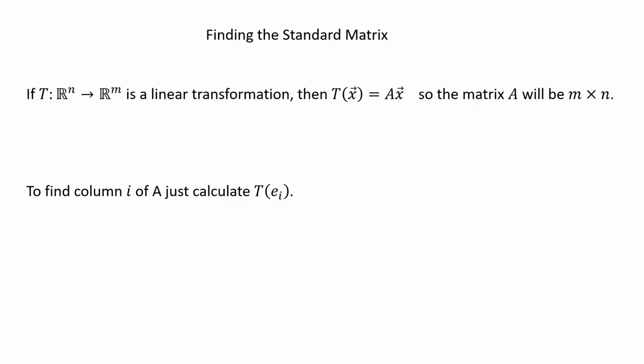Let's think about what kind of matrix this standard matrix A should be. First off, we're going to start by looking at the domain. So if we have a linear transformation that sends vectors in Rn to vectors in Rm, our domain is Rn, so that means that our vector x here must be in Rn. So it's going to be an n-by-1 vector. For this matrix multiplication to make sense, we need to have n columns in A.